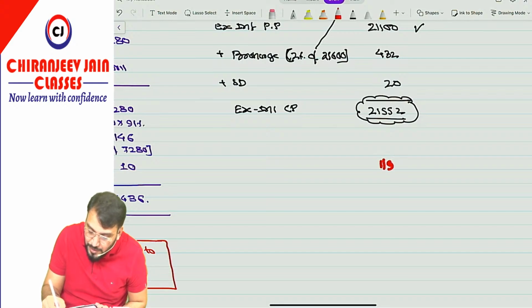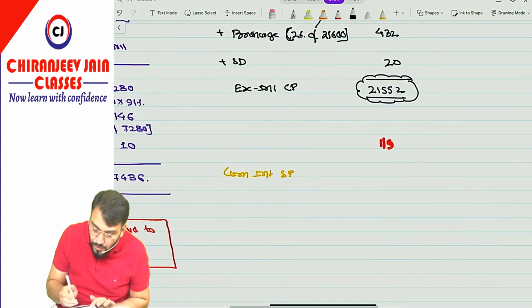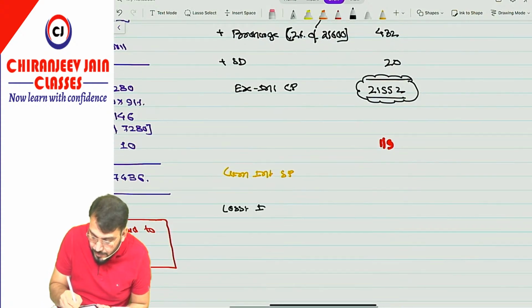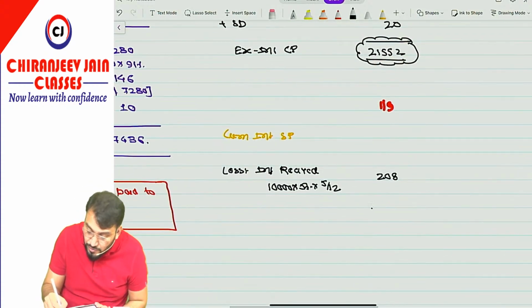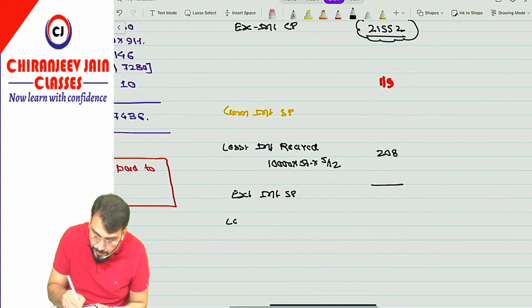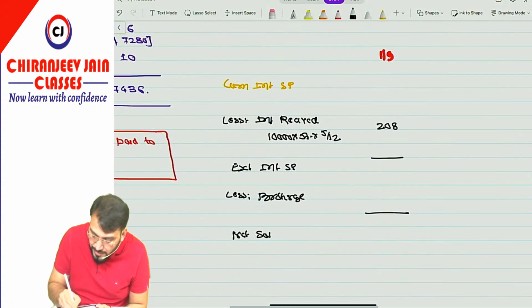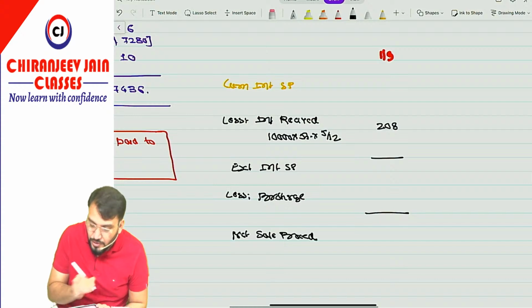The sale has been done on 1st September. So we write down the cum interest sale price. From this we minus the interest received. Interest received we already calculated, that is 10,000 into 5% into 5 by 12, that is coming 208. So this will become ex interest sale price. From this we deduct any brokerage etc. Brokerage is also given. So this will become the net sale proceed. Understood? This is the format.